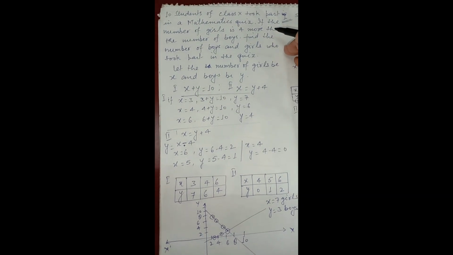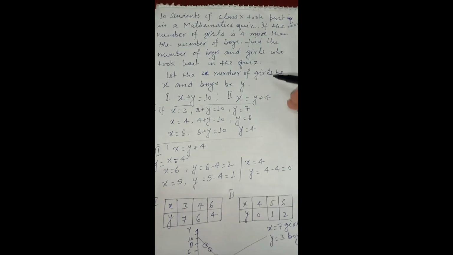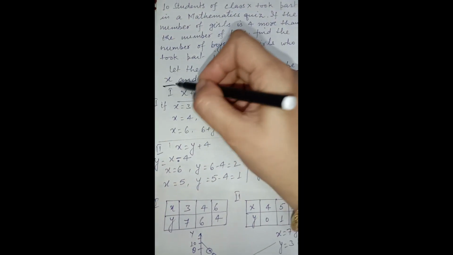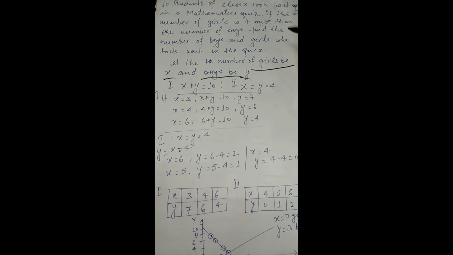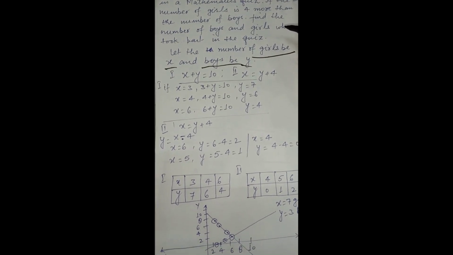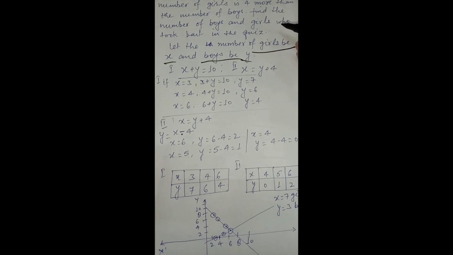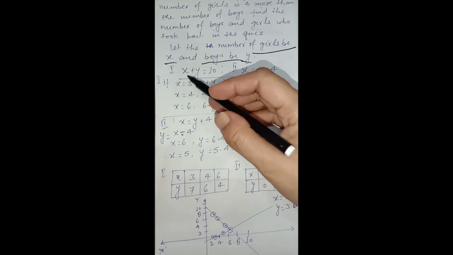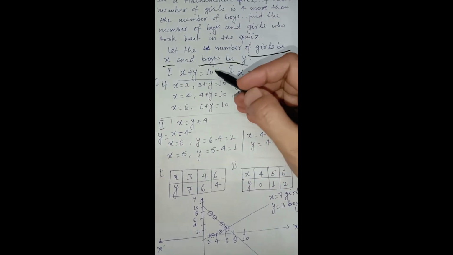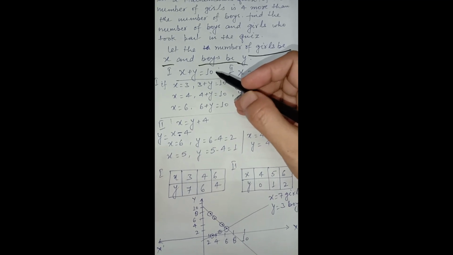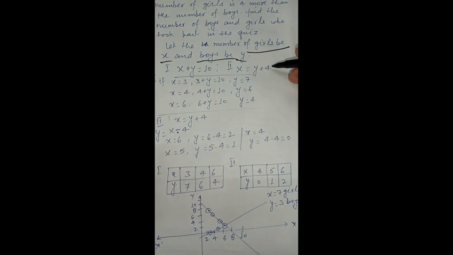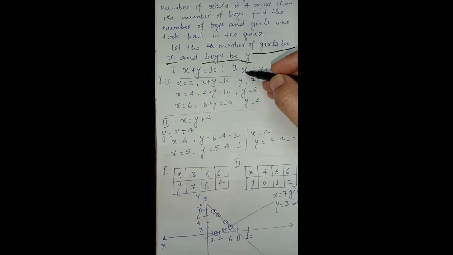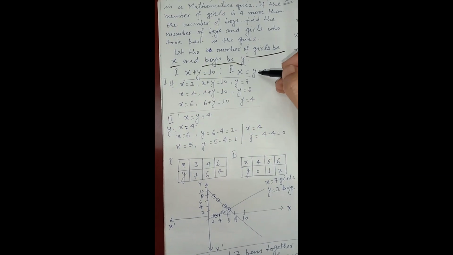So here we'll assume, let the number of girls who have taken part in the quiz be x and the number of boys be y. So according to the first condition, total number of boys and girls is 10. So it is our first equation that x plus y is equals to 10. And the next condition is x equals to y plus 4. That is the number of girls, that is x equals to y plus 4.